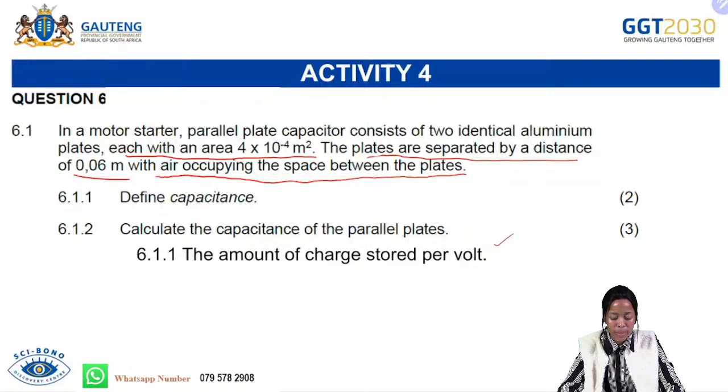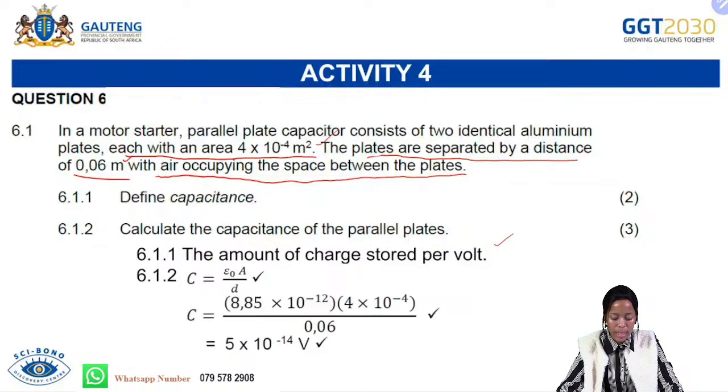6.1.2, calculate the capacitance of the parallel plates. So with this one, you're going to go to your formula sheet and choose the correct formula according to the information that you have. With the information that we have, we have the area as well as the distance. So it means that we are going to use a formula that has those two.